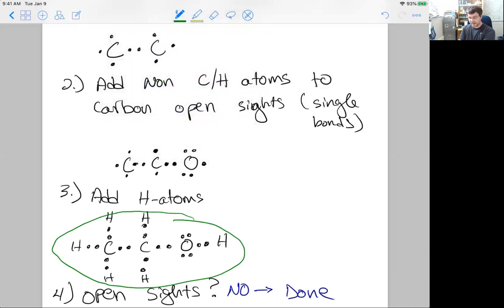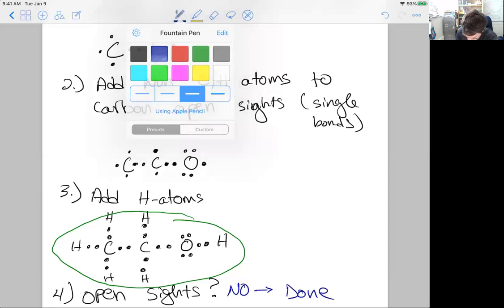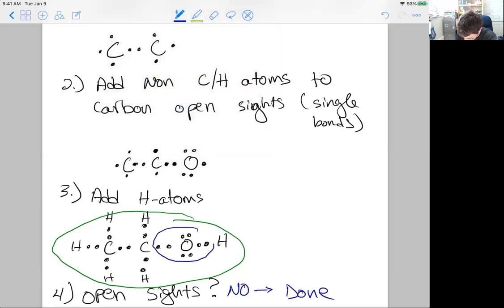where every element has an octet, even the oxygen atom. Hopefully you recognize the carbon atoms have 8 electrons. The oxygen atom now has 8 electrons, 4 coming from covalent bonds, 4 from electrons that were already present in its octet, and then all of the hydrogen atoms have 2 electrons. Okay, we didn't have any open sites, so we're done. We checked, we used all the atoms. We matched our molecular formula to the original molecular formula of C2H6O. So it looks like we're done with this molecule.